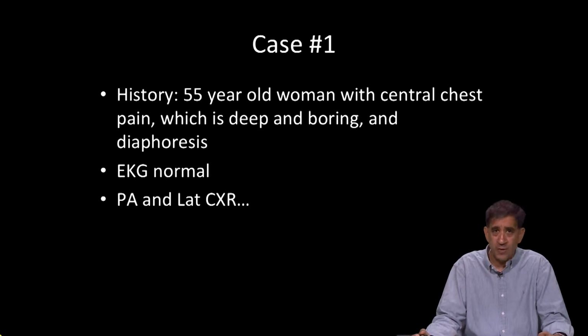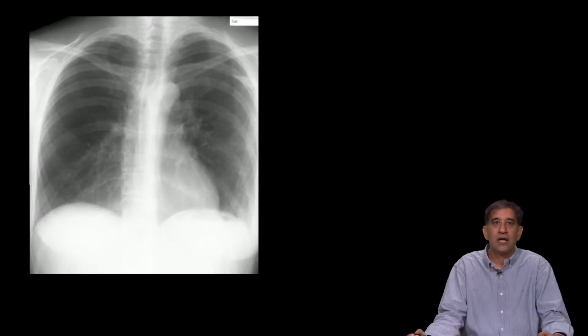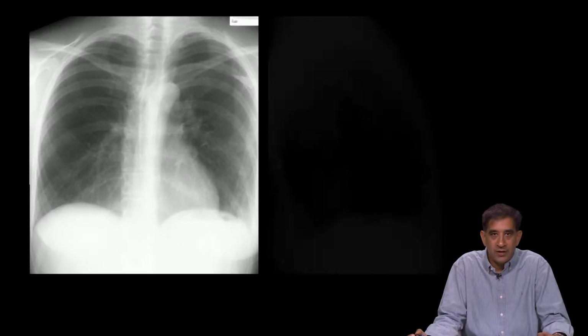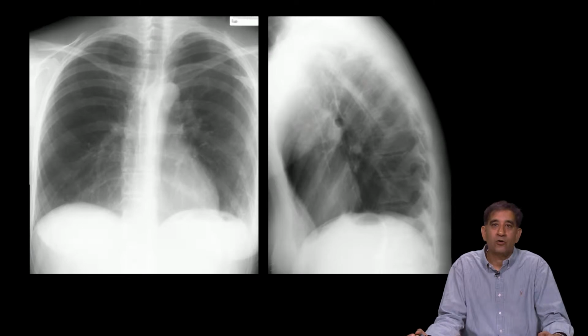So case 1, as you remember, is a 55-year-old woman with central chest pain, deep and boring, and also diaphoresis. Her ECG was normal, and we got a PA and lateral chest x-ray. And let's take a look. Here is our PA chest x-ray. And here is our lateral chest x-ray.